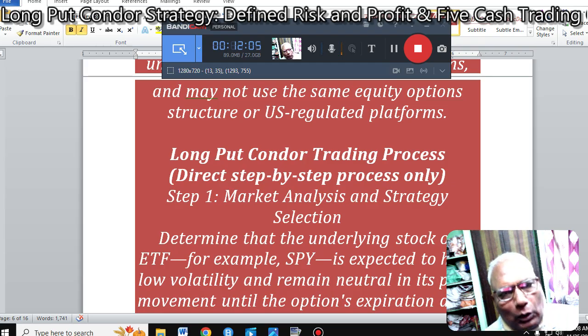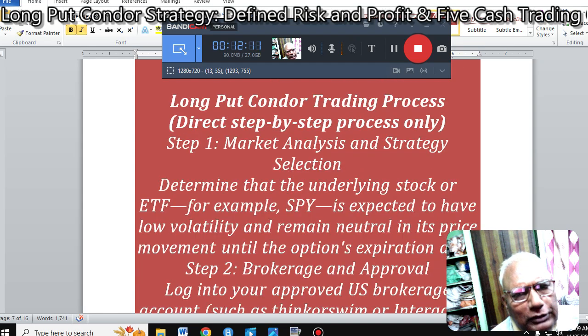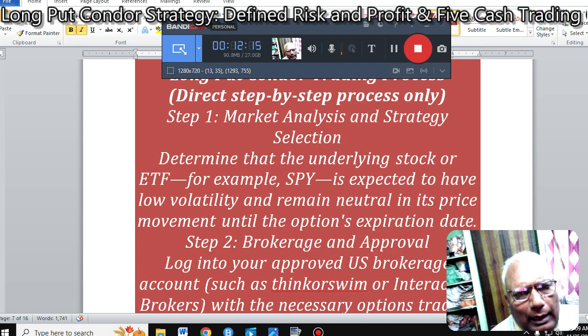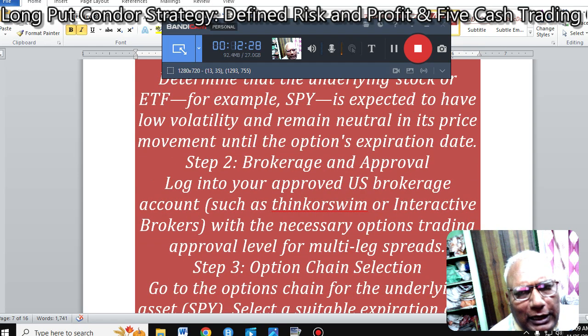Long put condor trading process, direct step-by-step process only. Step 1: Market analysis and strategy selection. Determine that the underlying stock or ETF, for example SPY, is expected to have low volatility and remain neutral in its price movements until the options expiration date.